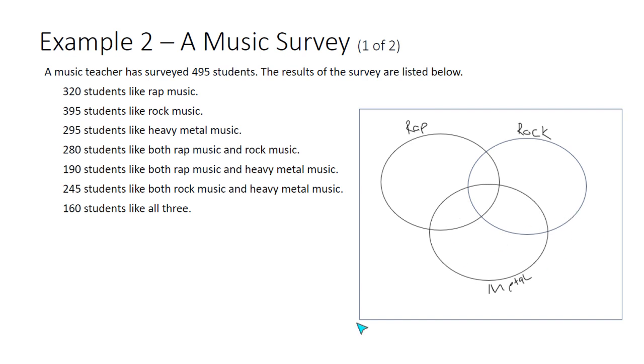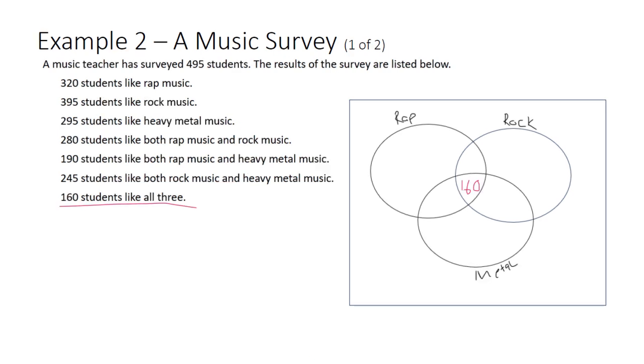And so when you're doing these, the best thing to do is to start with the intersections. Okay, so we want to fill out these intersections here. And the first intersection that we're going to fill out is the one that is the intersection of all 3. So we look at the information here. They do give us that 160 students like all 3. So we can use that number and place it in the intersection of all 3, because 160 students like all 3. And they tell us that from this sentence.